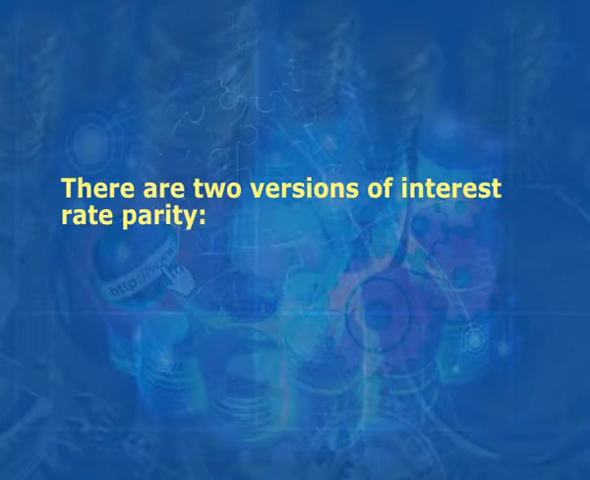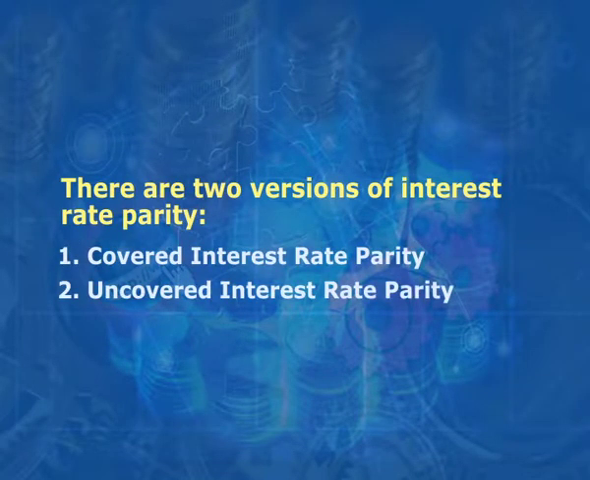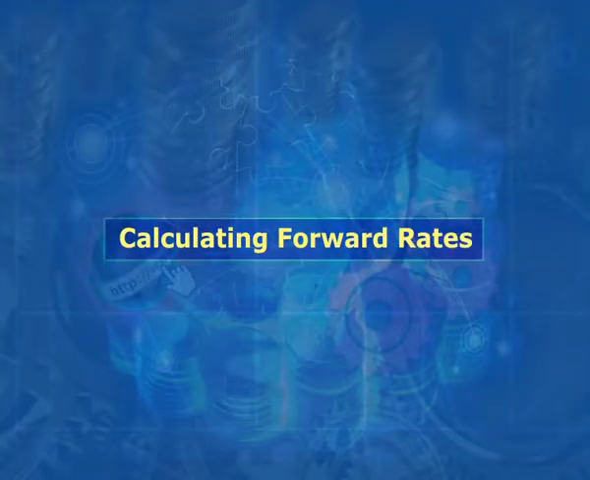Arbitrage is the activity of purchasing shares or currency in one financial market and selling it at a premium or a profit in another. Now, we will understand the two versions of interest rate parity. There are two versions of interest rate parity. The first one, covered interest rate parity, and second, uncovered interest rate parity. Let us go on to learn about what determines interest rate parity and how to use it to trade the forex market. Calculating forward rates.